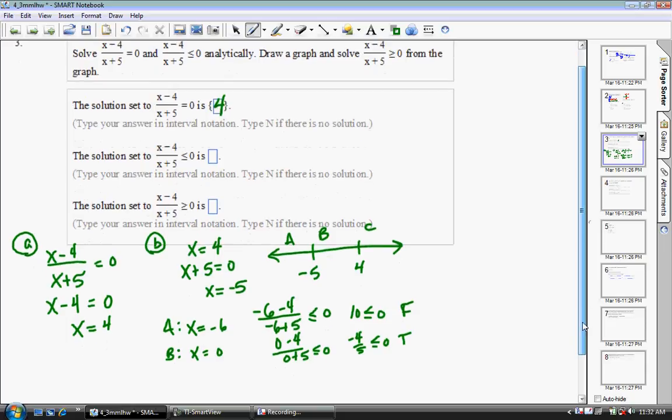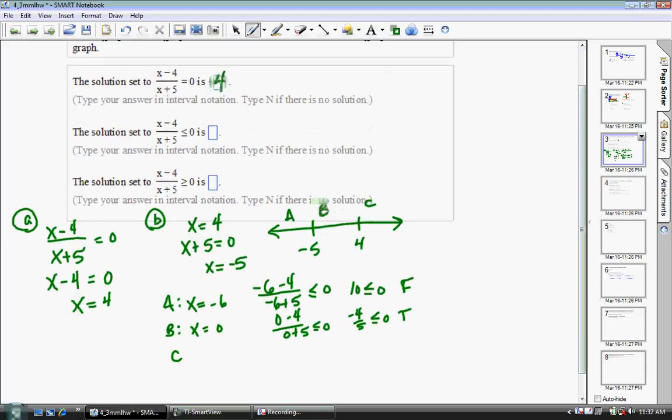And then out of region C, we need a number to the right of 4, so maybe we choose 5. So it's (5 minus 4) over (5 plus 5) less than or equal to 0.